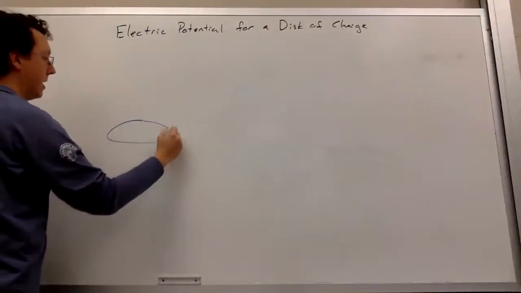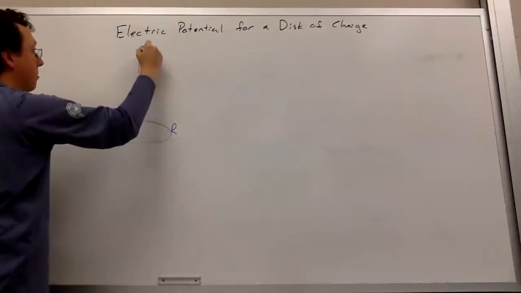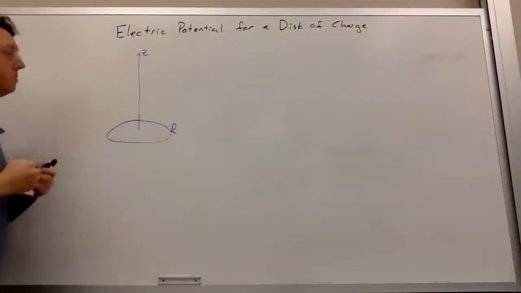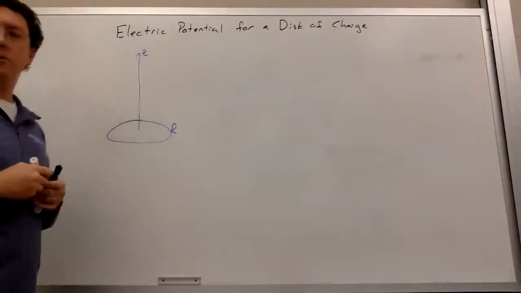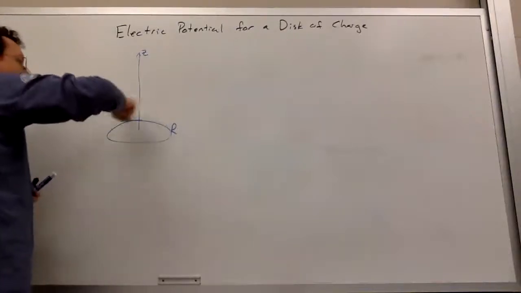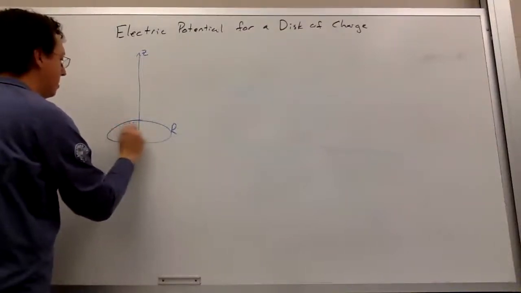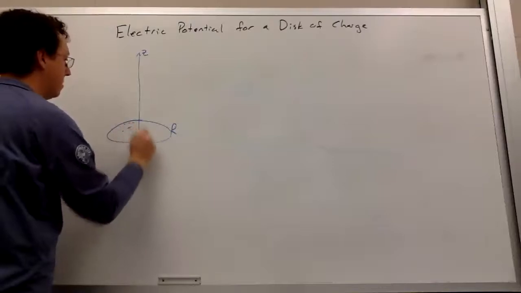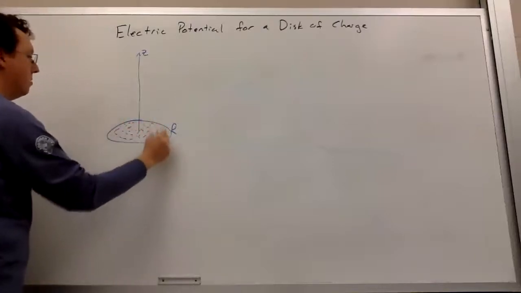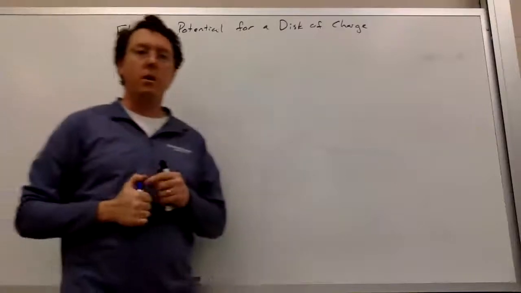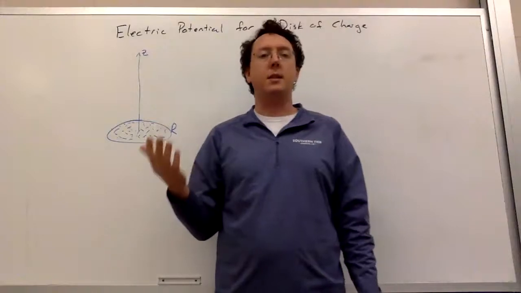I have an outer radius R, and we're going to try to find the potential at a point over the center of it. But rather than concentrating all the charge along the outer edge, we're going to imagine the charge is uniformly distributed throughout. So immediately we know that we have to change the density that we use.